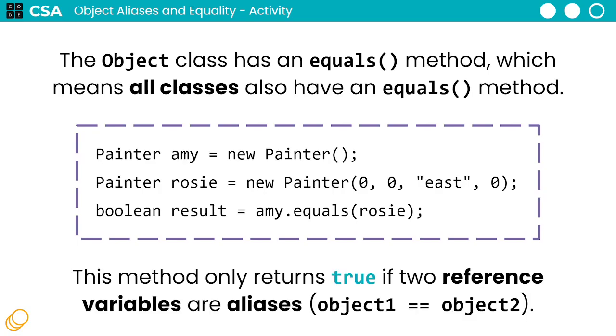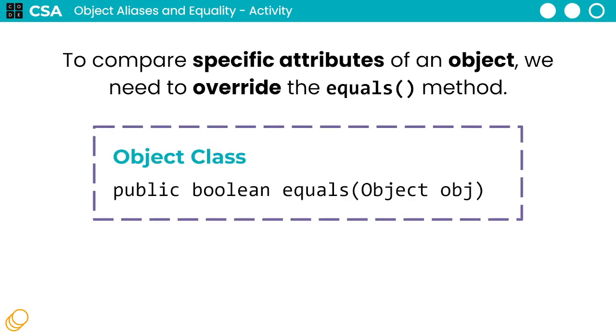This method only returns true if the two reference variables are aliases of each other. So if object one is the same as object two, it's that whole argument of they're the same object and they just have a nickname of each other. In order to compare specific attributes of an object, we need to override the equals method.